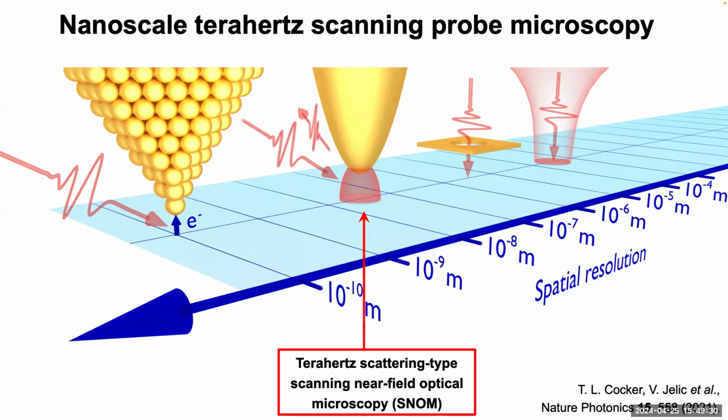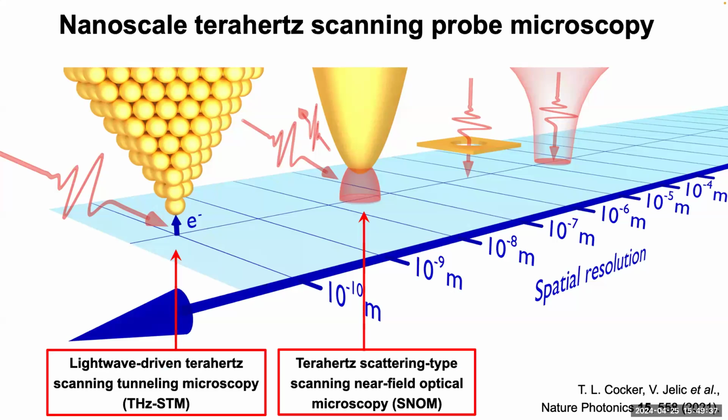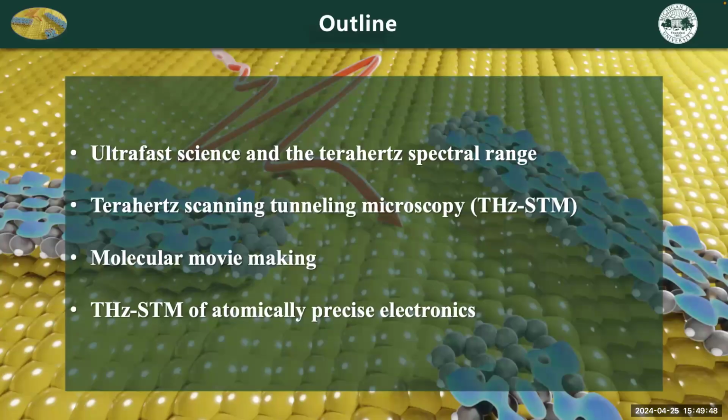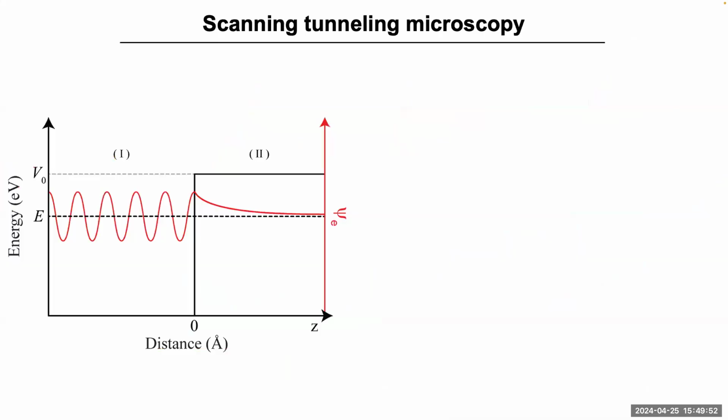Okay, so this one is called scattering-type scanning near-field optical microscopy. SNOM would be the abbreviation, so there are quite some people doing this. And this one is terahertz scanning tunneling microscopy. Sometimes we throw in this light-wave-driven thing. It's basically just a decoration. Okay, so terahertz STM is what I'm going to talk about today. So here we have a terahertz scanning tunneling microscope. So let's learn how this works.